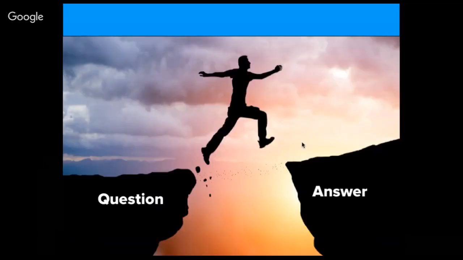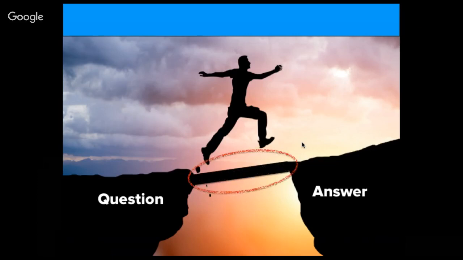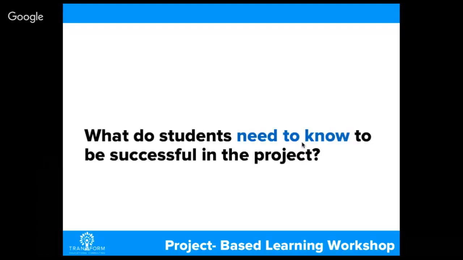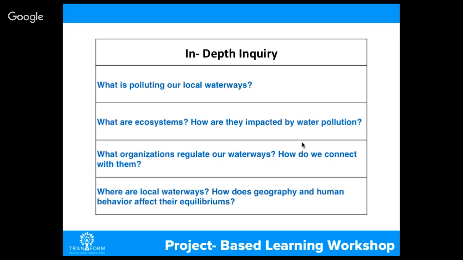So this is this bridge here, okay? This is representative of the questions students are going to have to answer right here in order to be successful in the project. Okay, so let's look at some of those need to knows that students will have to be successful. So here's some examples.